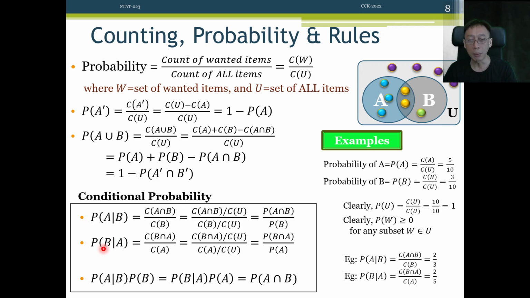All right. So probability of B occurring given that A has occurred is count of B intersect A divided by count of A. So let's just quickly try it out. Count of B intersect A, that's 2 balls. Divide by count of A, that's 5 balls. So it's 2 over 5, and that's correct. So far, so good.